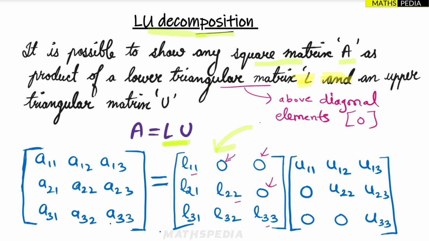And in an upper triangular matrix, the elements below the diagonal will be 0. So you can observe U11, U22, U33 are nothing but the diagonal elements. Below that, the elements are 0. First you have to understand that.